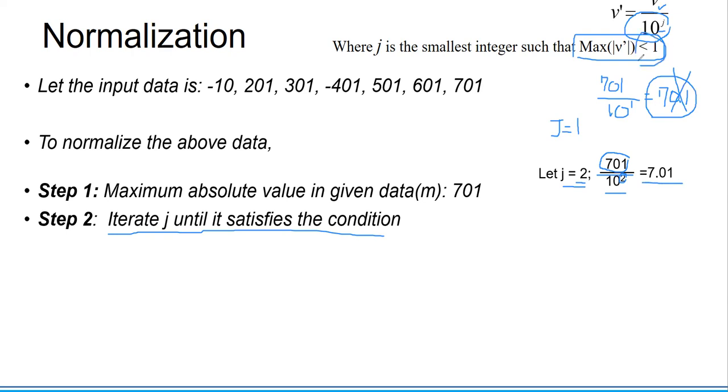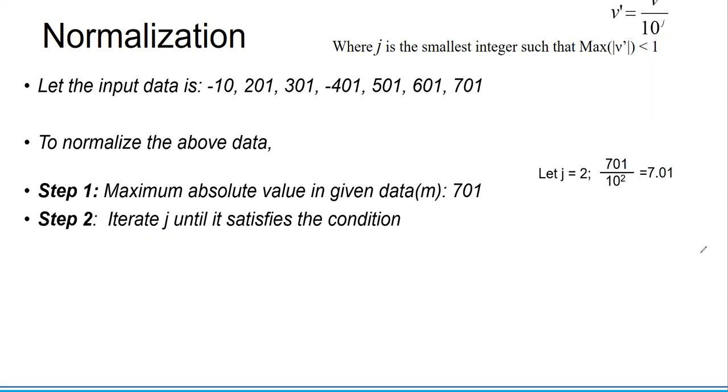Is it less than 1? No. So this still does not satisfy the condition, which should be less than 1. So we go to j equals 3. When j equals 3, it is 701 divided by 10 to the power of 3. The result is 0.701. Now, is it less than 1? Yes, it is. Then we use j equals 3 as the value to normalize.